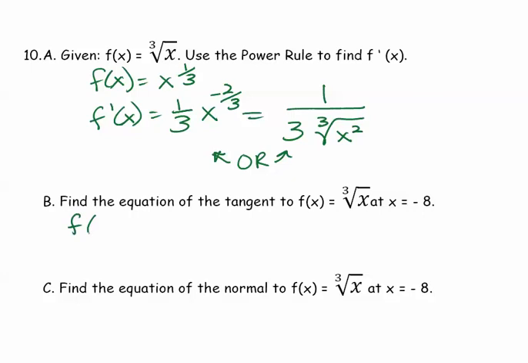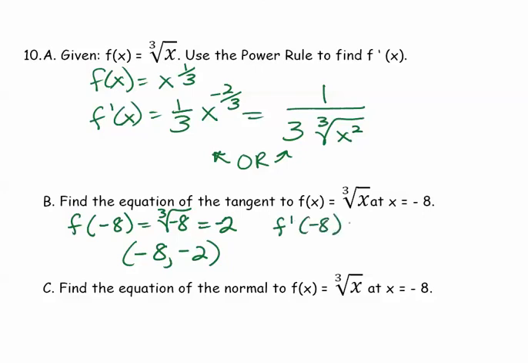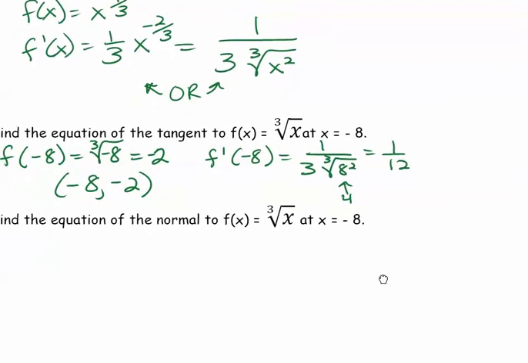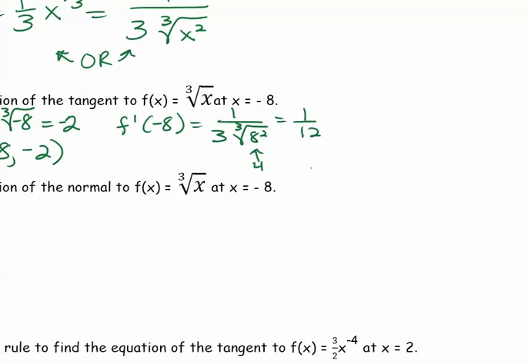F of negative 8 would be the cube root of negative 8. So our point of tangency would be negative 8, negative 2. F prime of negative 8 would look like the cube root of 64. The cube root of 64 is 4. So we would come up with 1/12. So I didn't leave much space here. Let me scroll over a bit. So our tangent line: y plus 2 equals 1/12 times x plus 8.